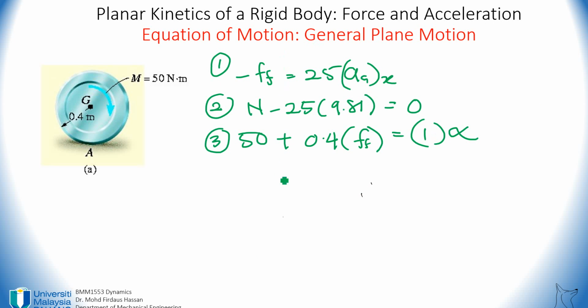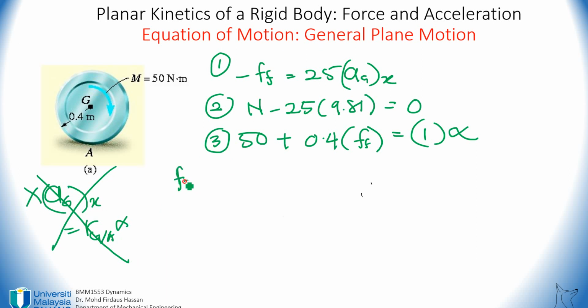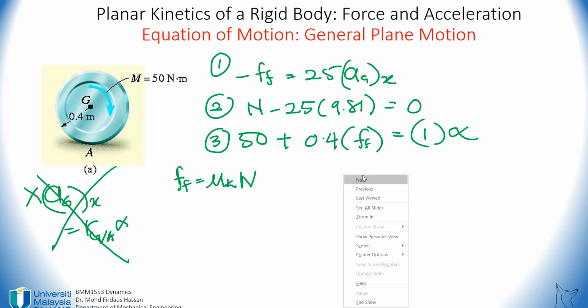So we don't use AGX equal to R alpha anymore. No more. So what you have to use is, since the case is roll with slipping, Ff is equal to mu k times N.